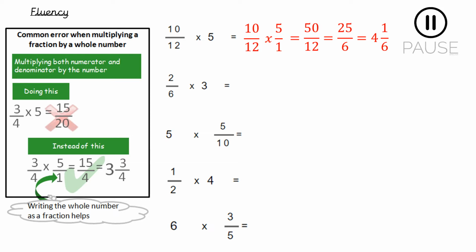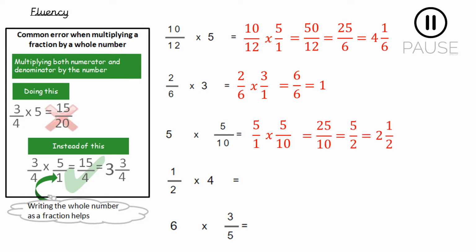Next one, 2 sixths times 3 becomes 2 sixths times 3 over 1. 2 times 3 is 6, 6 times 1 is 6, so 6 sixths equals 1 whole one. 5 times 5 tenths becomes 5 over 1 times 5 tenths. 5 times 5 is 25, and 1 times 10 is 10. Then the common factor that can go into both of those numbers is 5. There's 5 5s in 25, and there's 2 5s in 10, so it becomes 5 halves.